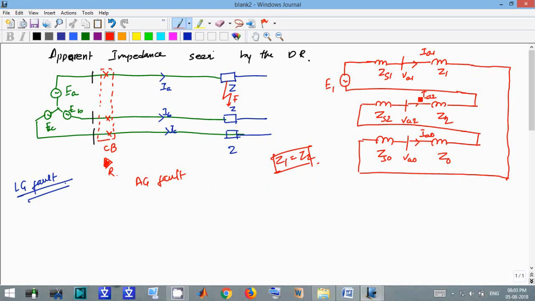Now in this bus location there is a relay, so the voltage seen by the relay is this bus voltage, and the current seen by the relay is this current. Now say for AG fault we have to calculate VA, which will be nothing but the addition of the sequence components of all these.